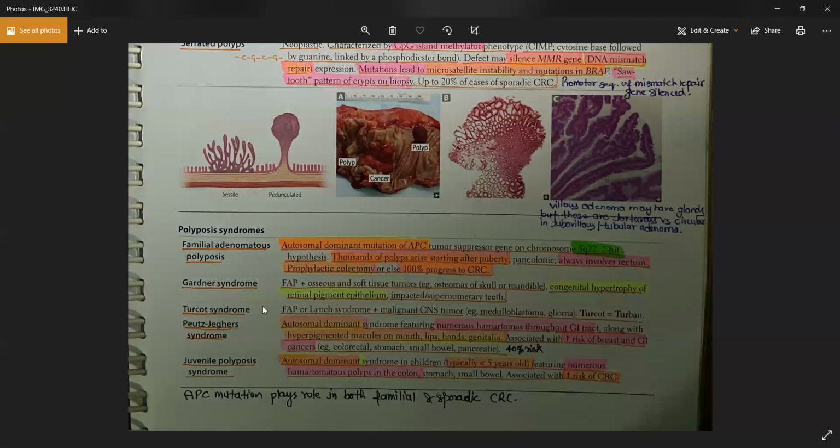And if you have familial adenomatous polyposis along with a malignant CNS tumor like the medulloblastoma or the glioma, then it is known as the Turcot syndrome. And these patients have 100% risk of developing colorectal carcinoma. Is that okay?